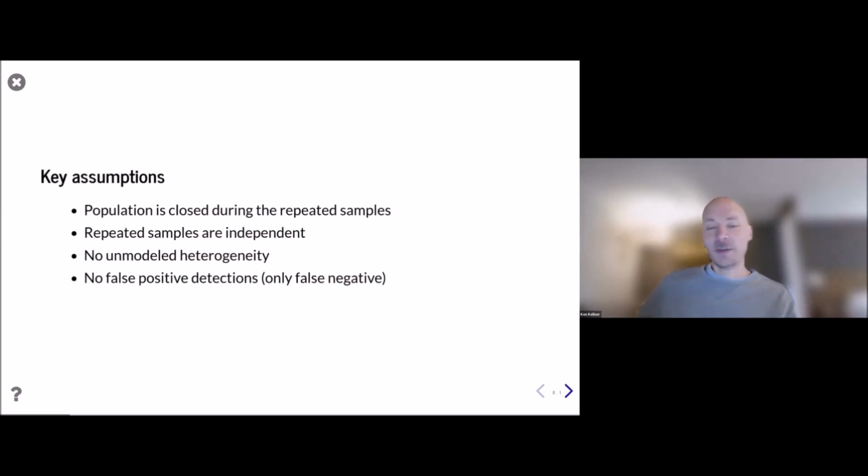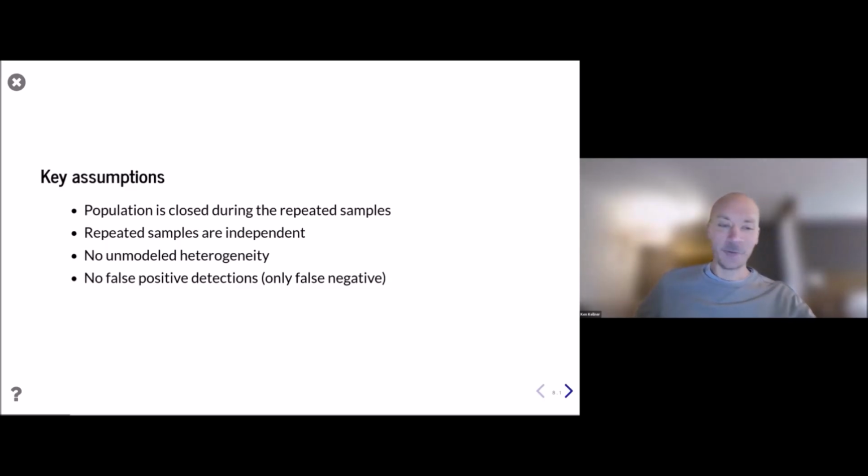So there's a number of key assumptions in these models. First of all, perhaps most importantly, the population has to be closed during the repeated samples. So from the first repeated sample to the last repeated sample, there can't be any birth, death, immigration, or emigration, because if that were the case, then the occupancy state would be changing between repeated samples, which is not possible, that means the state and the detection process will be mixed together and we won't be able to separate them. In reality, this is almost never true unless your sampling occasions are basically simultaneous, but you just try to get as close as you can in practice or use some other method that relaxes this assumption a bit.